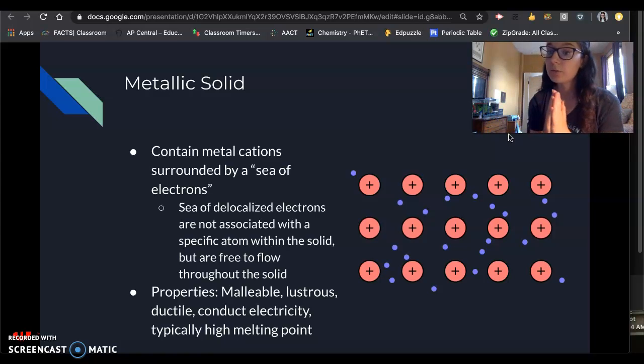They are malleable, which means you can hammer them into different shapes. They're lustrous, which means that they're shiny. They're ductile, which means they can be made into wires. And of course, they conduct electricity. Typically they have a high melting point, but metals actually have a wide range of melting points. So mercury, for example, at room temperature is a liquid, but most metals have a higher melting point.